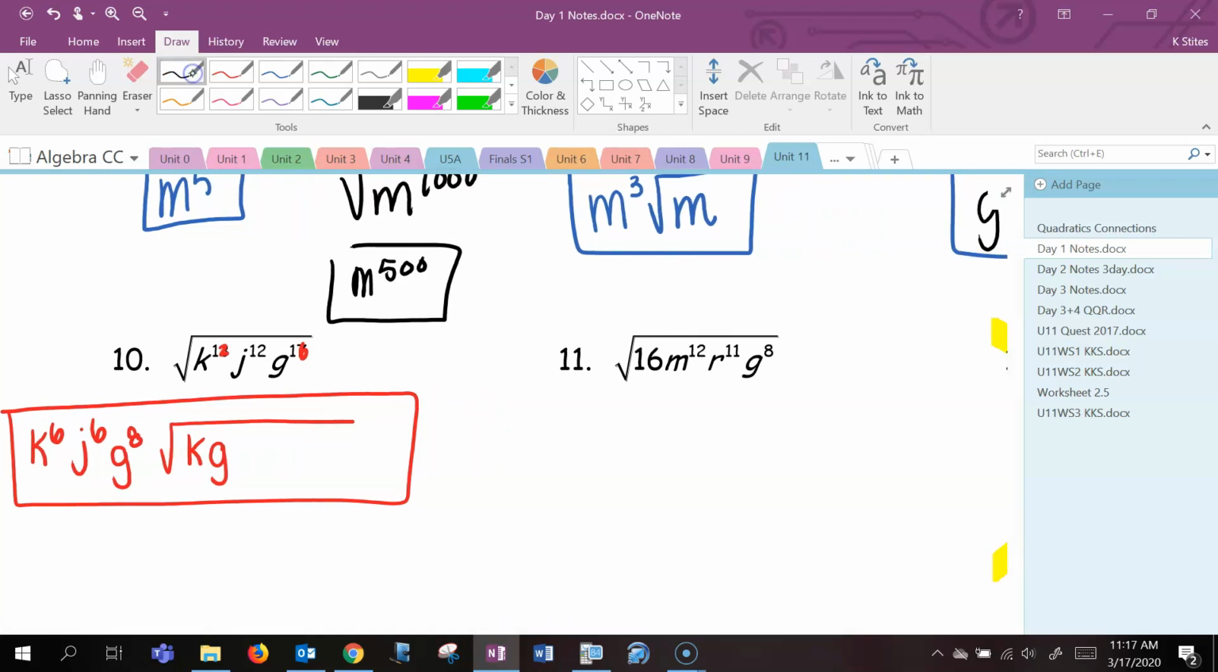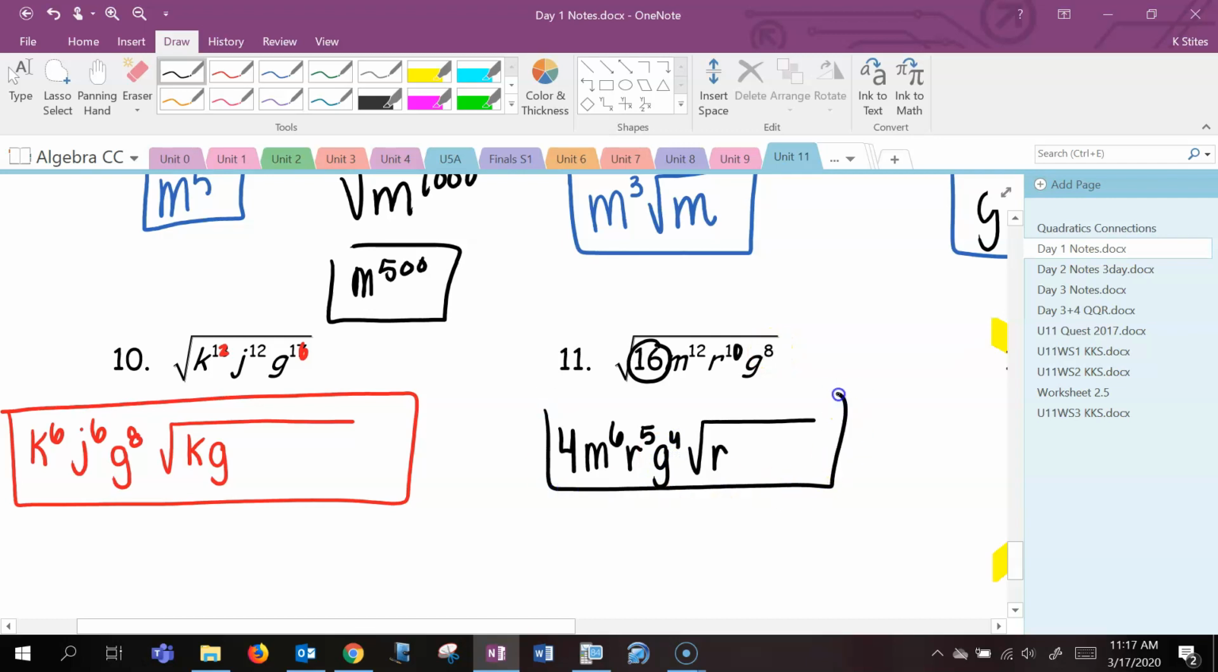Last one for today. You've been great for your first e-learning lesson. Regular numbers, well, we can take the square root of 16. It's just 4. Okay, so your numbers treat as normal. M to the 12th, it's an even. Divide by 2. M to the 6th. R to the 11th, it's an odd. Odds, leave 1 inside. Now we're down to 10. How many pairs are there? 5. Bring out R to the 5th. G to the 8th, it's an even. 8 divided by 2, 4 pairs. Bring it out. The only ones that stay inside are the ones that do not have pairs.